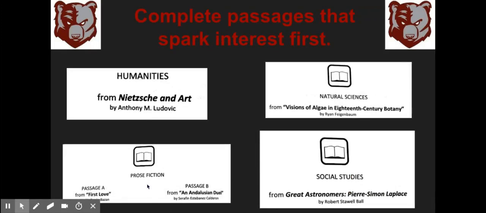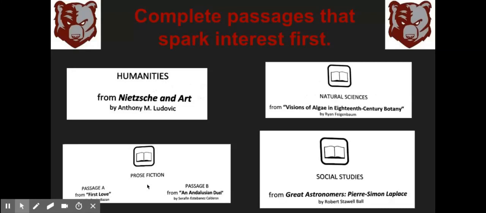There are 4 passages that run about 750 words each in the reading section. Each passage has 10 questions. Therefore, students should make sure they look at the passage's content first and determine which ones they find more interesting. The types of reading selections are as follows: humanities, natural science, prose fiction, or social science.